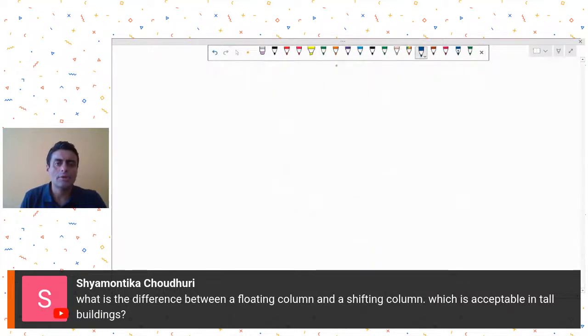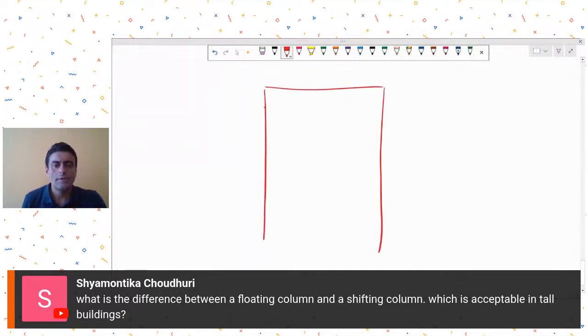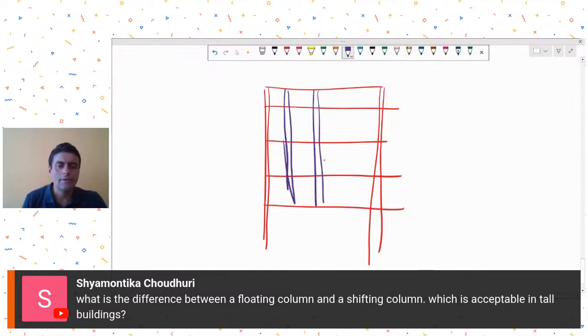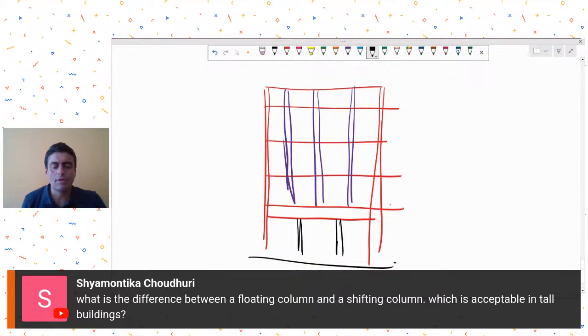So what I'm trying to say is, suppose you have this tall building and these are your story levels maybe. So it's only a difference in terminology. These are your normal columns, and suppose this column was getting terminated at these levels, then these will be called your floating columns, because they are getting terminated at a certain level. Below this, let's say your column grid is something different. So this can be termed as a floating column.